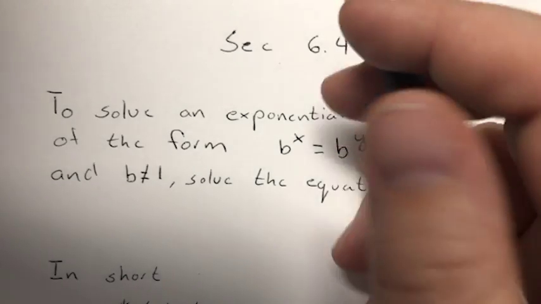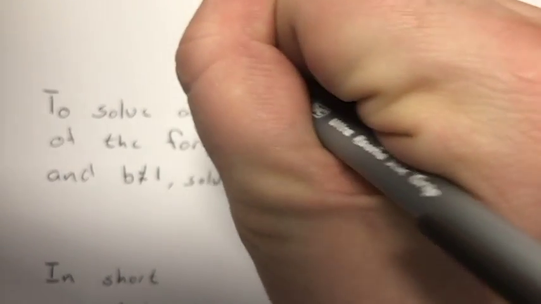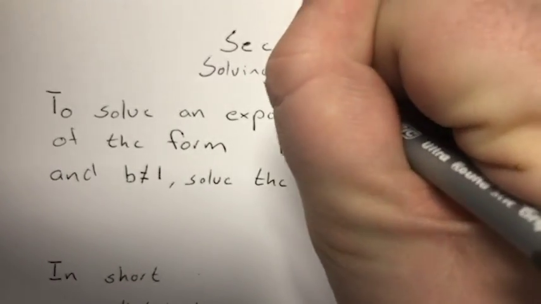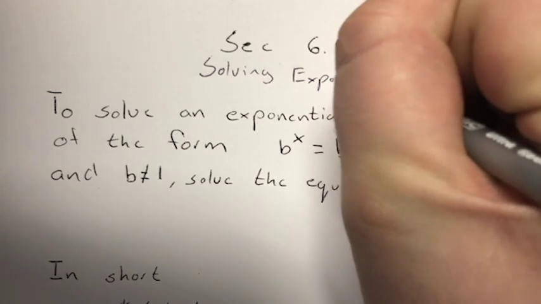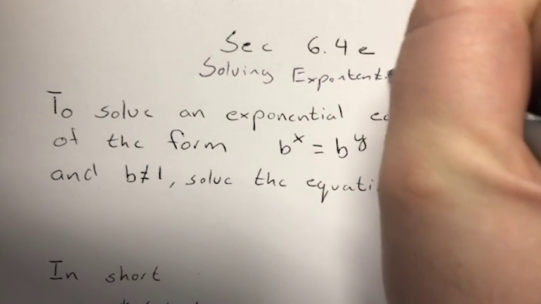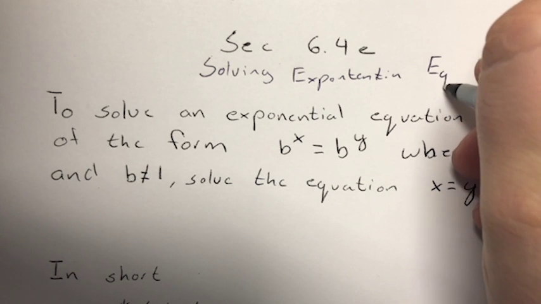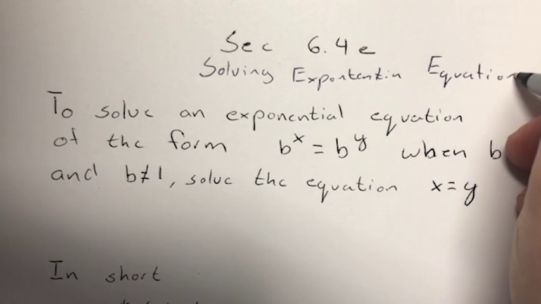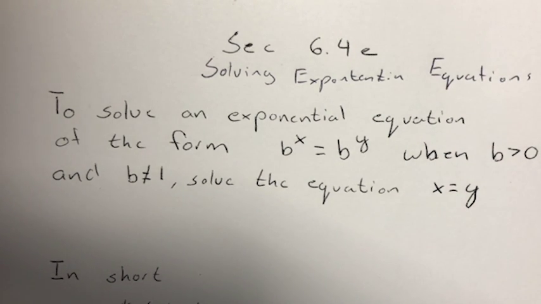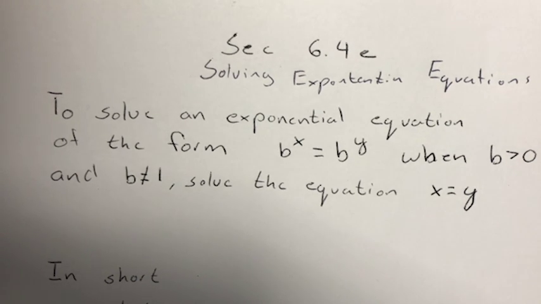Section 6.4e, we're actually going to be solving exponential equations in this video. And the way we do that is, I'm giving you some simple rules here. To solve an exponential equation of the form b^x = b^y, when b is greater than 0 and b is not equal to 1, solve the equation x = y.